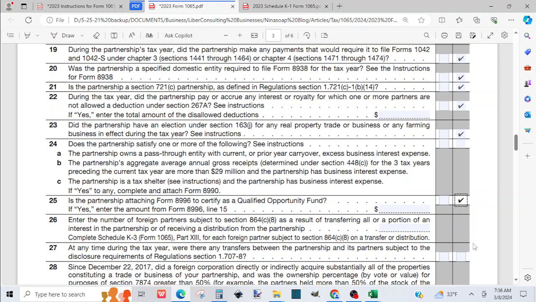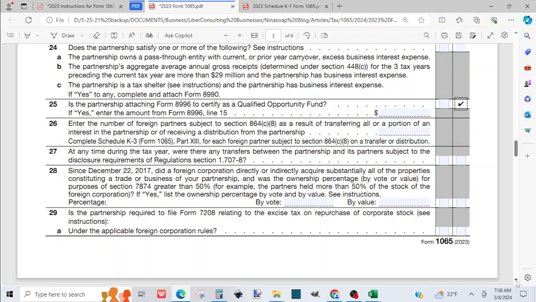Enter the number of foreign partners. No. At any time during the tax year, was there any transfer between the partnership and its partners subject to disclosure requirements? No. Since 2017, did a foreign company directly or indirectly acquire a succession? No. Is the partnership required to file 8520A? No.